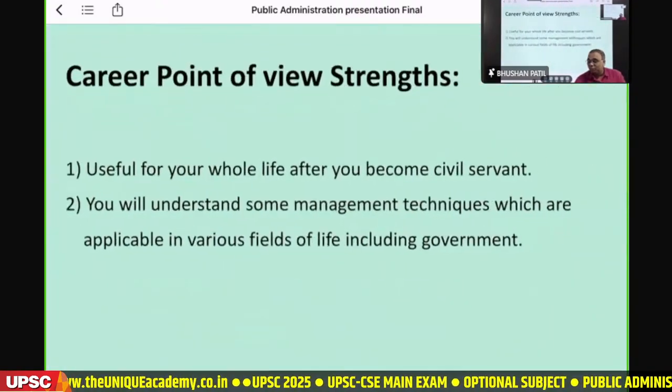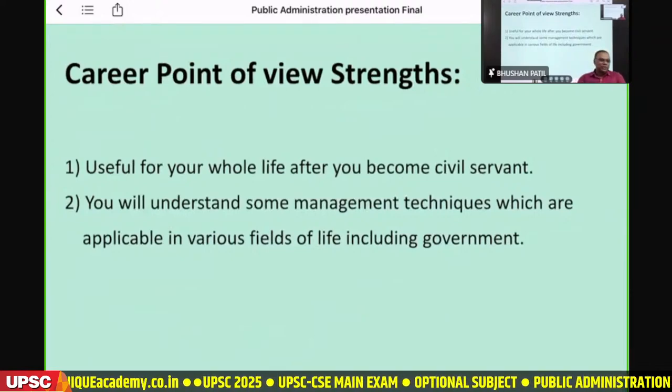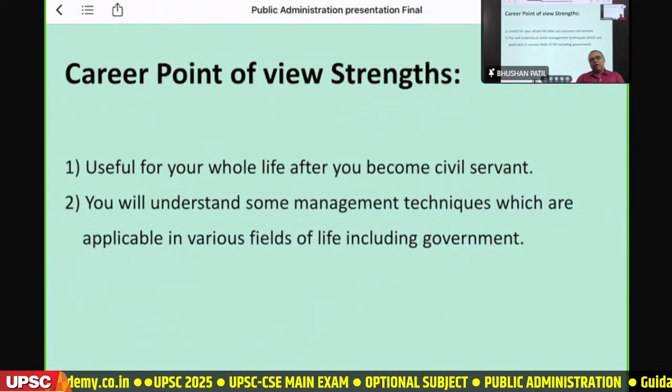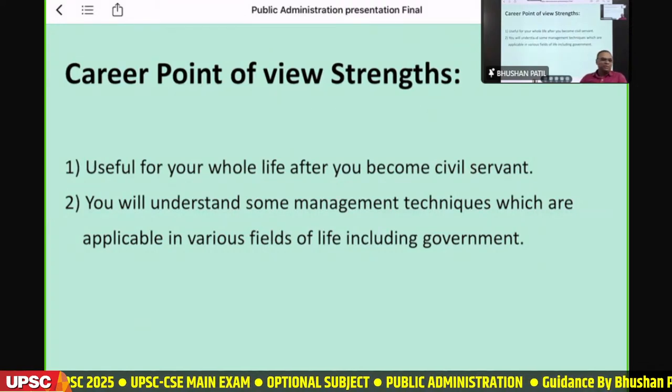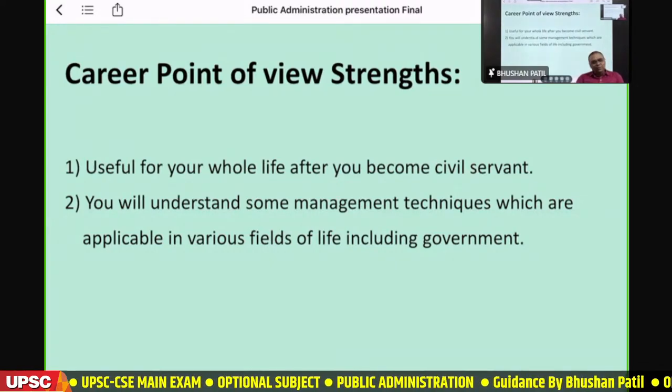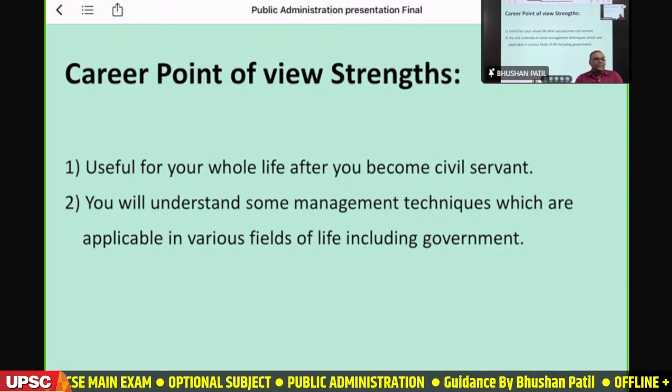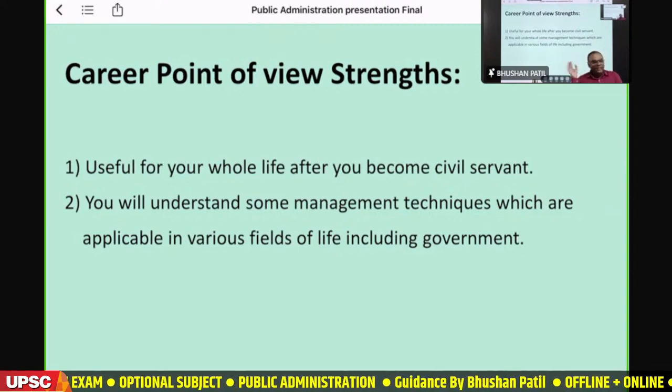Now, the career point of view strength, खरं तर हे काही इतकं महत्वाचं नाही. I don't give importance to these points, but even then we'll see it. So it is useful for your whole life after you become a civil servant. But you choose the subject which will make you a civil servant. That's why this point is less important.